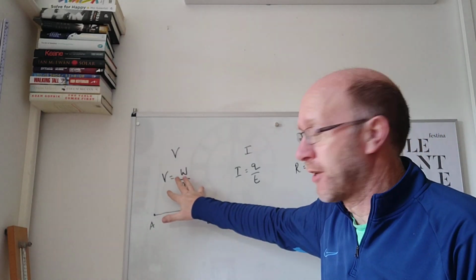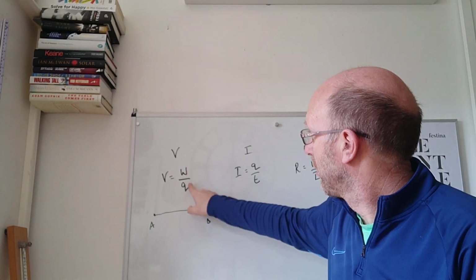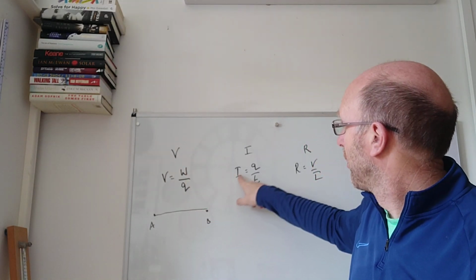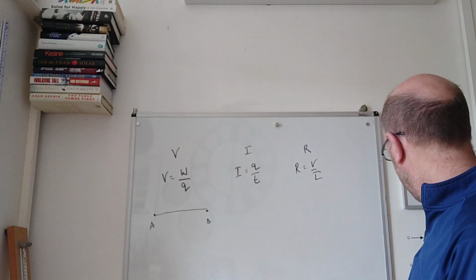This is the most technical one. Potential difference is the work done in moving unit charge, so work done divided by charge. Current is charge per unit time, so charge divided by time. And then resistance is the ratio of the two.